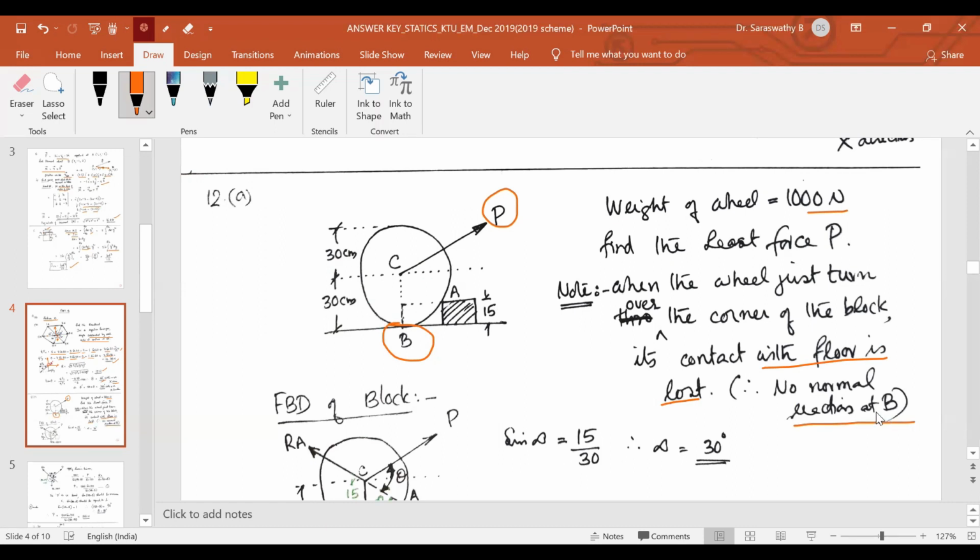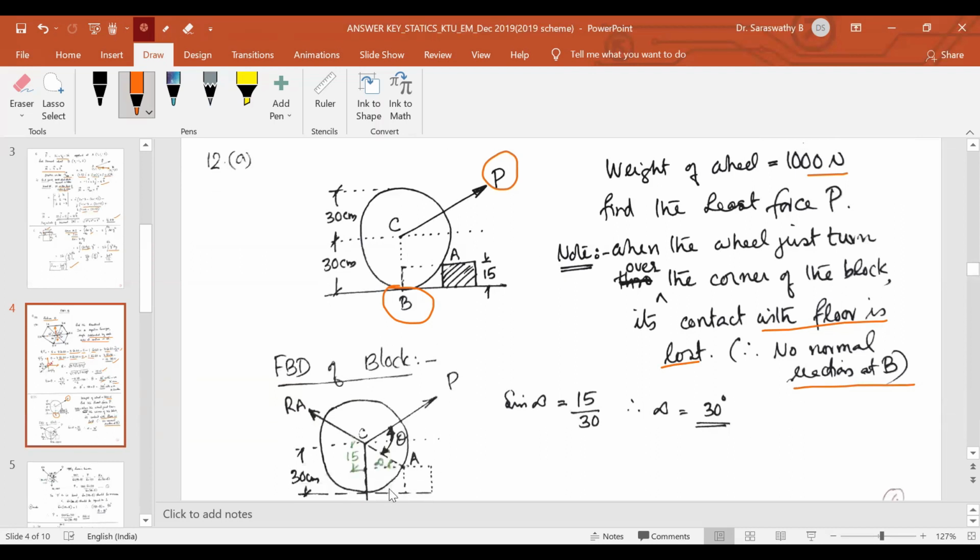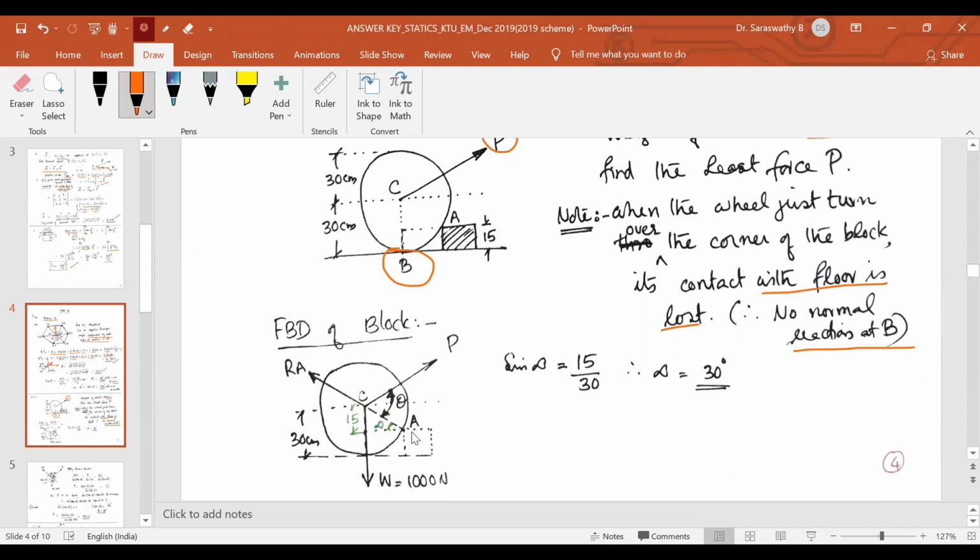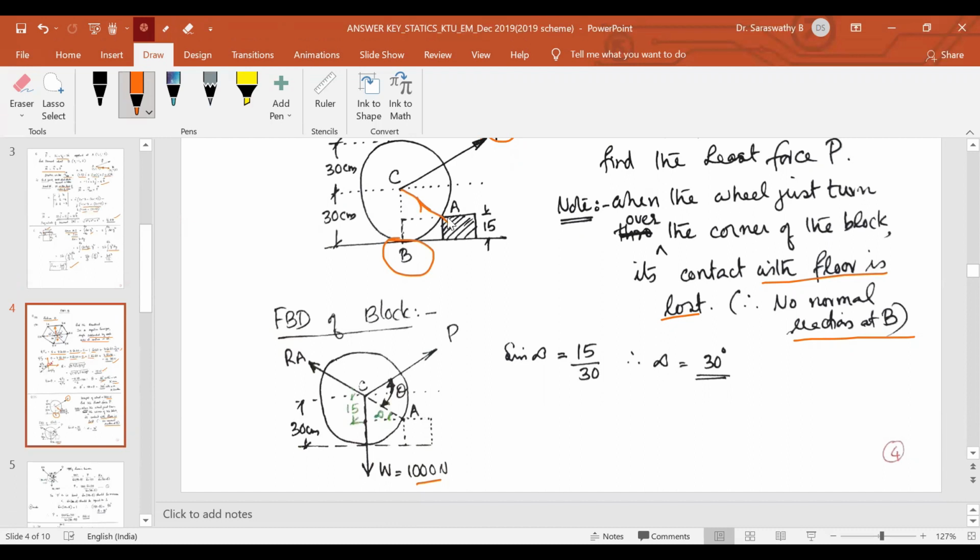Now let us draw the free body diagram for this block. This force P is acting there, self-weight acting through the center, W we have marked. Then at this point there is a contact, so there will be a normal reaction from this block. So there will be a contact reaction from A towards center. So I have marked it from A towards center. So this point C is in equilibrium under W, RA and P. The question is to find the value of P.